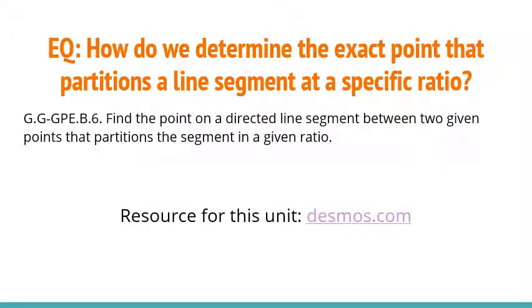So the question that we're eventually going to answer is how do we determine the exact point that partitions a line segment at a specific ratio? There's maybe some new stuff in there and some things we haven't talked about in a while. We're going to eventually learn how to do this. It's going to take us a couple lessons to get there. But this is its own specific standard about partitioning a line segment. We're going to first start by defining what that word means in a moment. But first, let's do a warm-up.